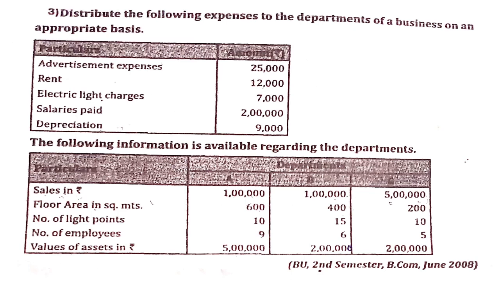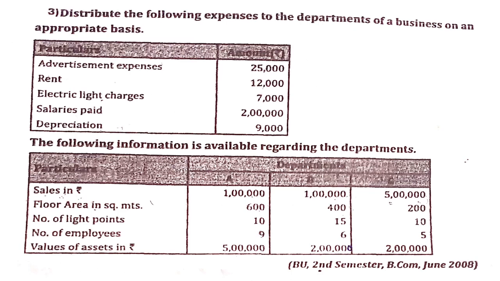The first expense given is advertisement expenses. The total advertisement expense is rupees 25,000, incurred by all the three departments. We have to distribute this 25,000 to all the three departments. On what basis are we going to distribute? Very simple. Advertisement expense is incurred for what purpose? For selling the goods. So it is an expense related to sales. In the additional information they have given the sales for all the three departments, 1 lakh, 1 lakh and 5 lakhs. So on this ratio, you can distribute the advertisement expenses.